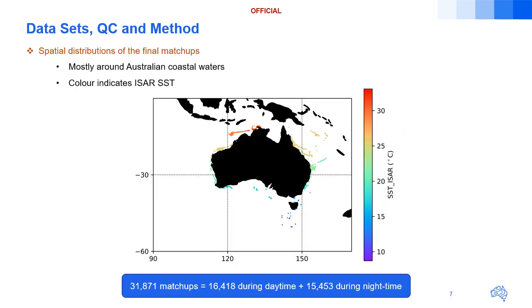And finally, we have our final best quality matchup database here. As you can see from this plot, most of the measurements are made along the Australian coast, and the color bar indicates the ISA SST. So this matchup database is relatively large, with 31,000 matchups in total, including 16,000 during daytime and 15,000 during nighttime.